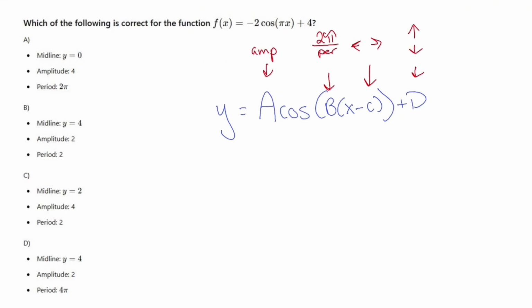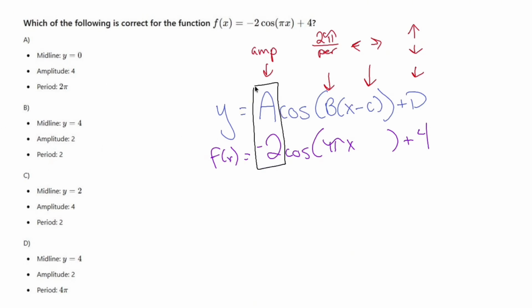So let me rewrite this equation so everything lines up nicely. f of x equals -2 cosine pi times x plus 4. Now what do we know? The amplitude lines up with -2. Now you can't have a negative amplitude, so you're just going to say that the amplitude is 2. Don't overthink it. Now in order for me to find the period, I match b up with pi.